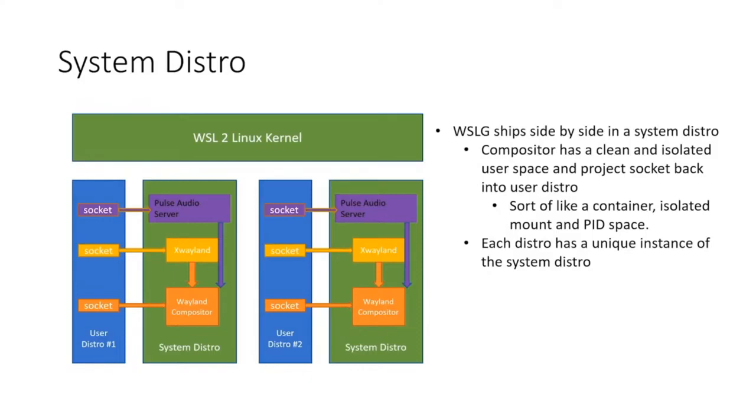And because WSL allows you to run multiple distros against your kernel, you may install Ubuntu, you may install Debian, and they're going to run side by side. Each of these distros gets their own instance of this system distro. And each system distro has an RDP connection back to the host. All of this is invisible to the user. The user doesn't have to know. It's just that, hey, I launched my user distro, and look, there was a Wayland server available, and there was an X server and a Pulse server available, and they just happened to work.